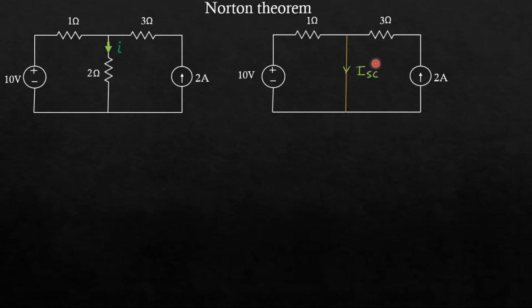Now we are required to calculate this short circuit current in this branch. That is also called Norton's current. Now the current in this branch is 2 ampere. Now to find the current in this branch, let us ground this node. Okay. After grounding, the voltage at this point will become 0.